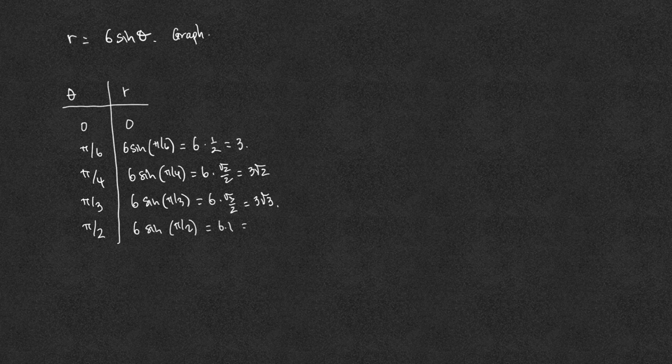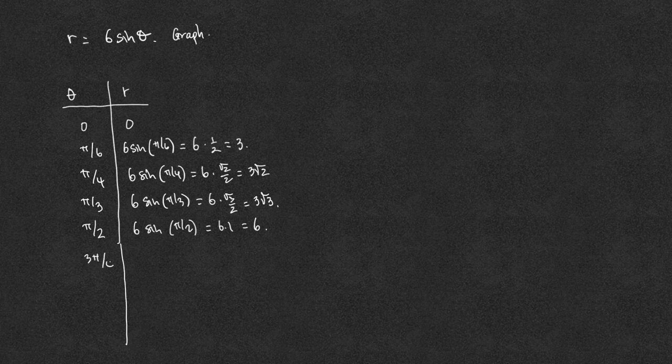over 2 is 1, so r is 6. We choose these inputs because this is a trigonometric function. We would not want to use 1, 2, 3 because evaluating this function at theta equals 1, 2, 3 would not give us nice numbers. We then move on around the unit circle. These are the angles that are around the unit circle.